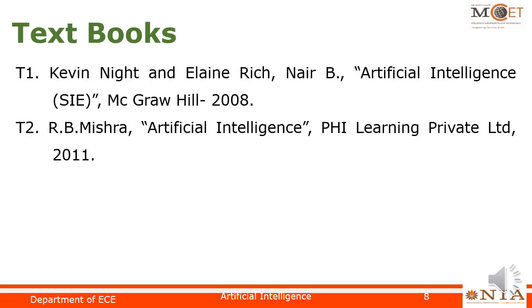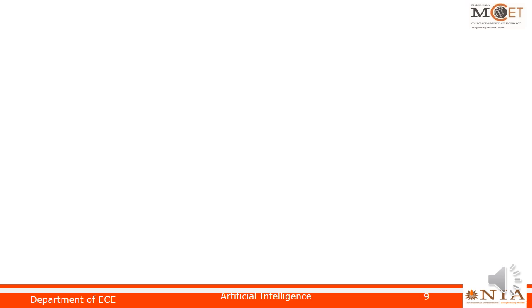The textbooks we are going to refer to and follow are Kevin Knight, Elaine Rich and Nair B., Artificial Intelligence, Tata McGraw-Hill Publications, and R.B. Mishra, Artificial Intelligence, Prentice Hall of India. These two textbooks are going to be referred for the artificial intelligence course.